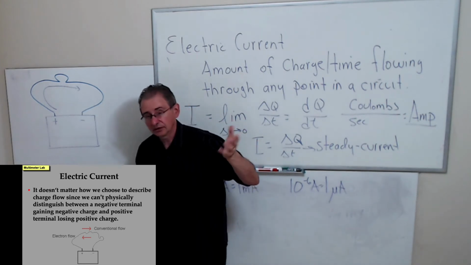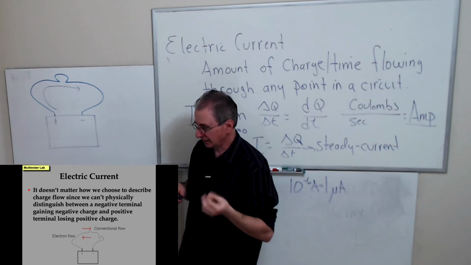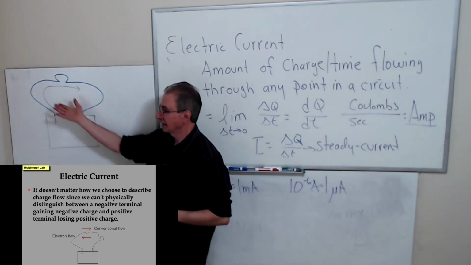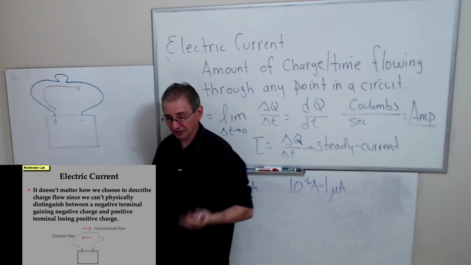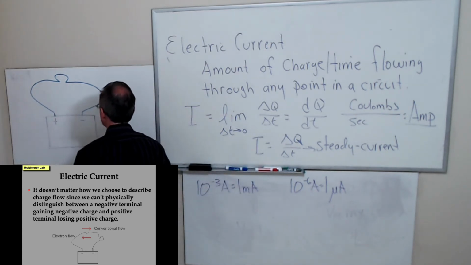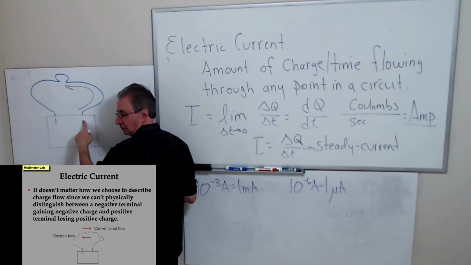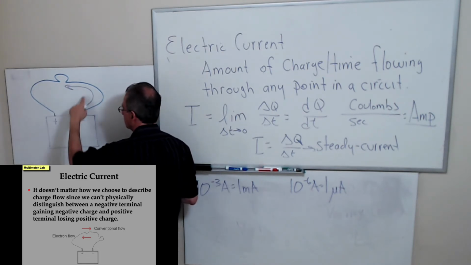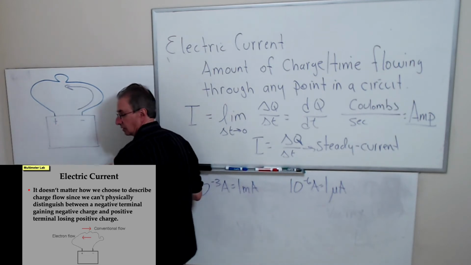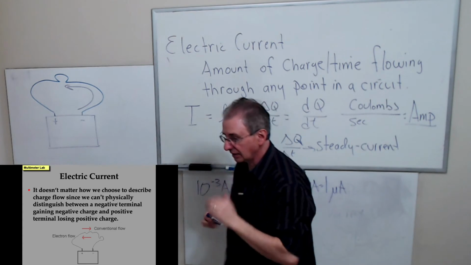Years later, an experiment was done which showed that it's not positive charges that are moving in your conductor, it's negative charges that are moving. So in reality, it's negative charges going this way. So the negative terminal loses electrons and the electrons go to the positive terminal. That's really what's happening. We call that electron flow.